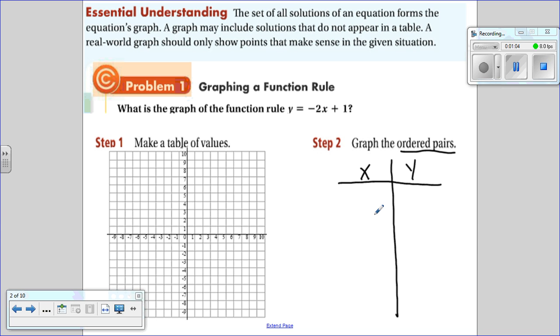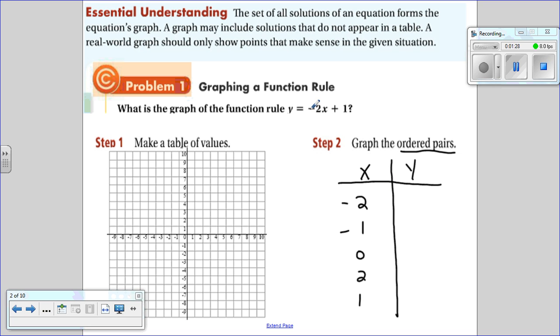It's like putting something into a machine, a dollar bill into a machine, and it's spitting out a candy bar or a bottle of pop. That's what our input and output is like. So we need a set of inputs for x. For this case, I'm going to use -2, -1, 0, 2, and 1.